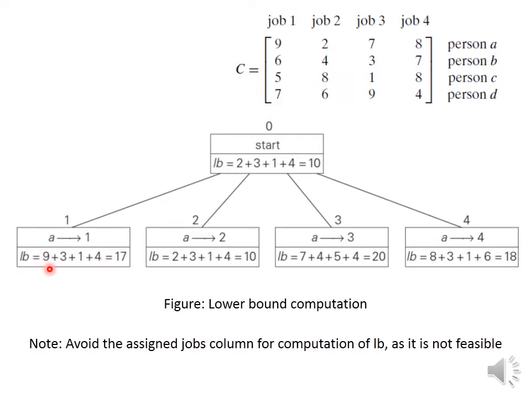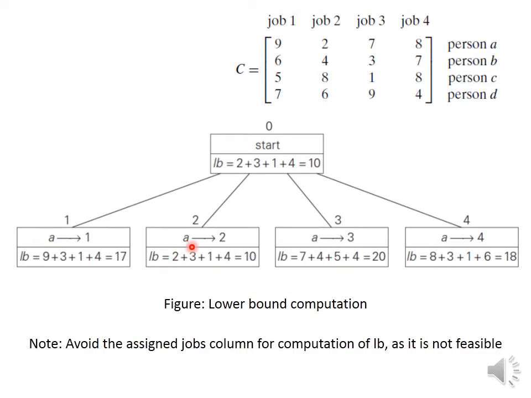I repeat, the first row assignment is already done. So it is 9. A is assigned with job 1. From the cost matrix we know that it is 9. From the second, third, and fourth rows, select the minimum one. So what we get is 17.